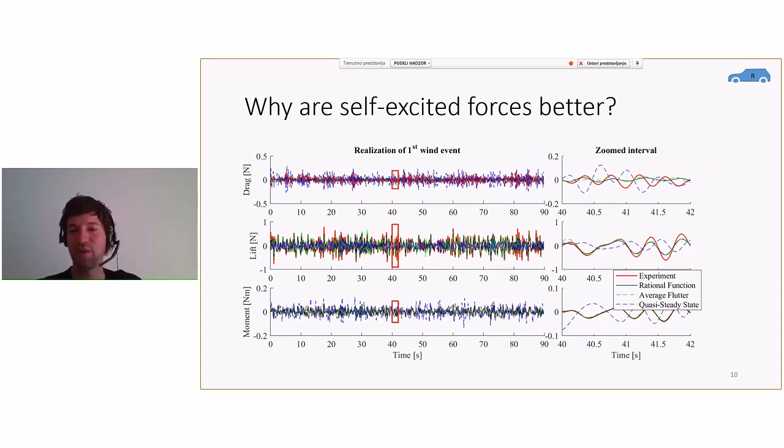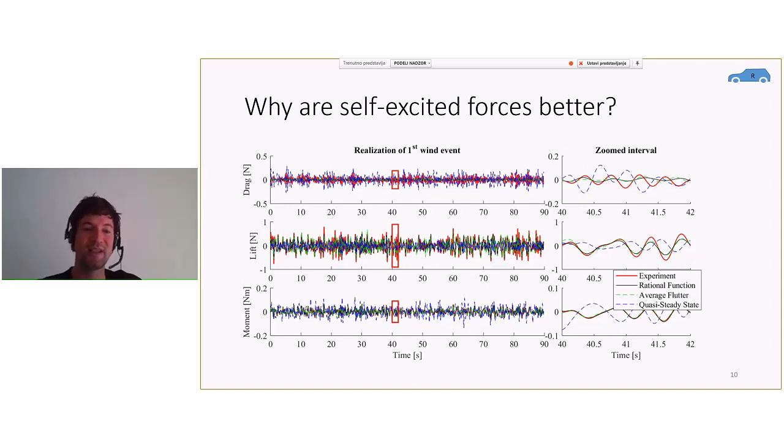And in this case, we have 3 numerical models. One is rational functions, one is average flutter, and one is the quasi-steady state model. And here on the left side, you will see 3 forces. And in the first column, you will also see 90 seconds of a realization that has been tested in the wind tunnel tests.